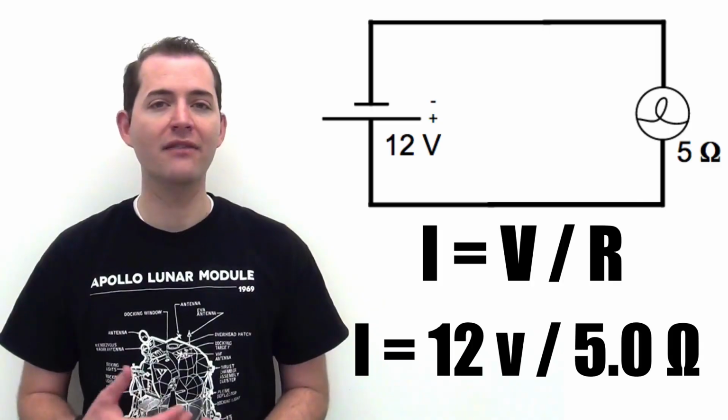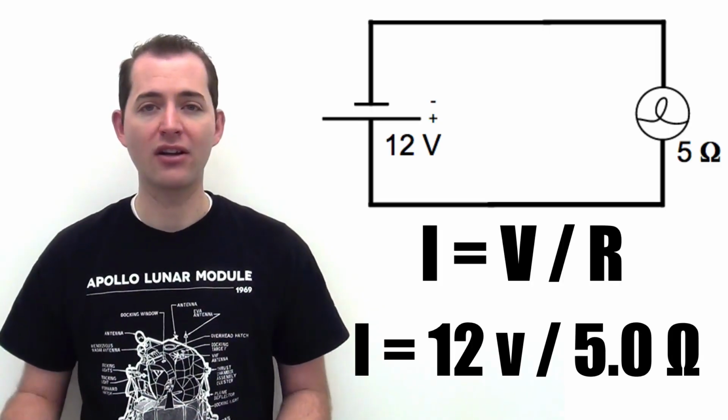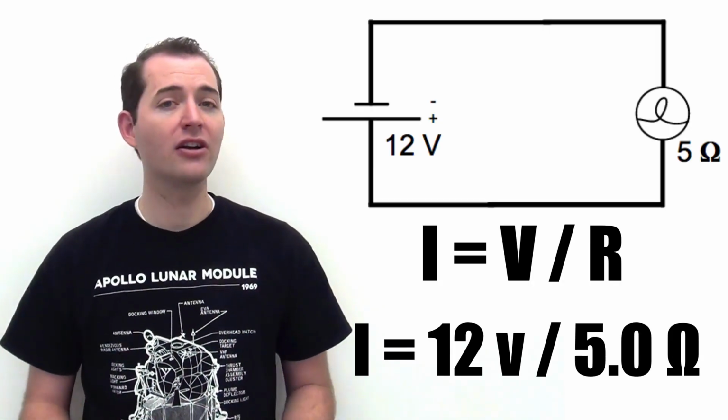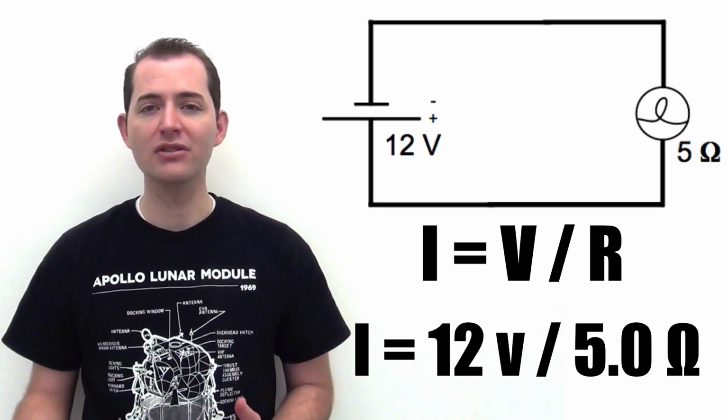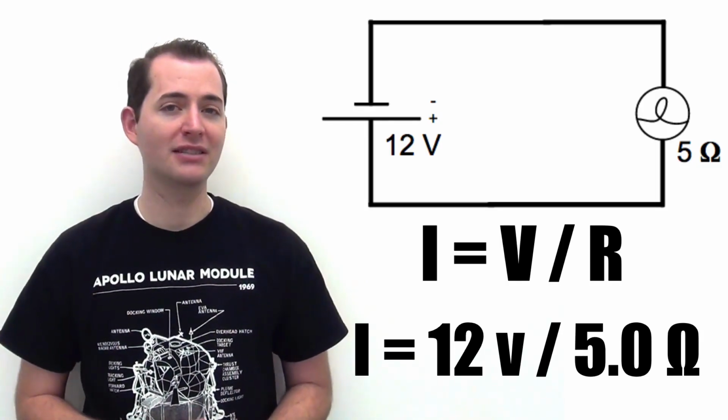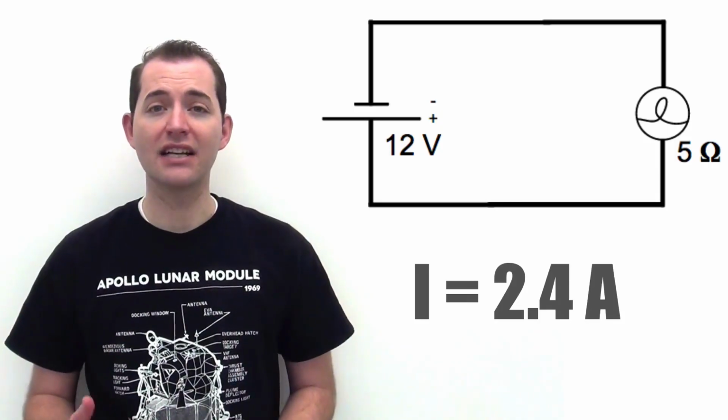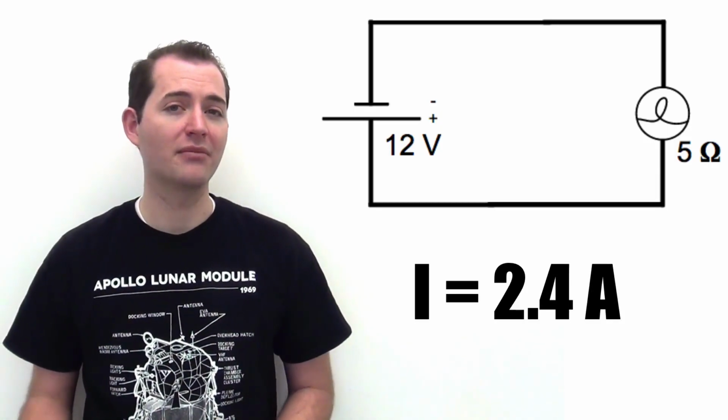And we can substitute in the values for these variables to determine the current in this circuit. So our current will be equal to 12 volts divided by 5.0 ohms. This gives us a current of 2.4 amps.